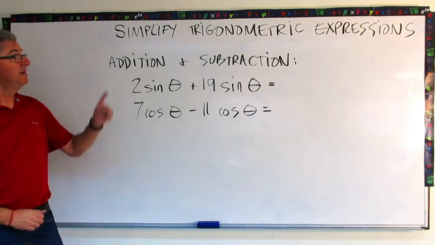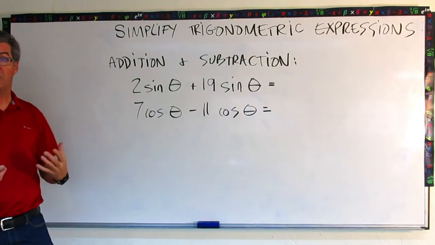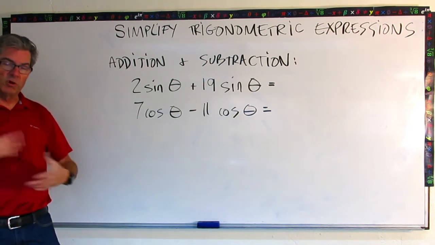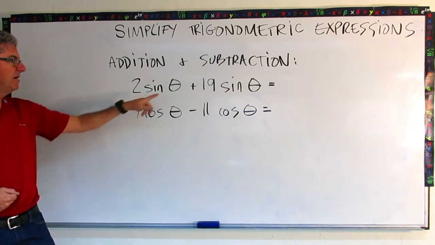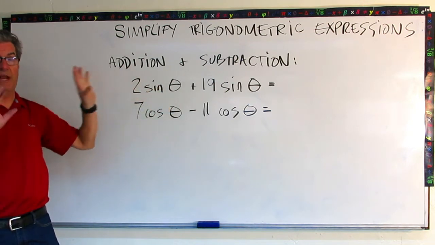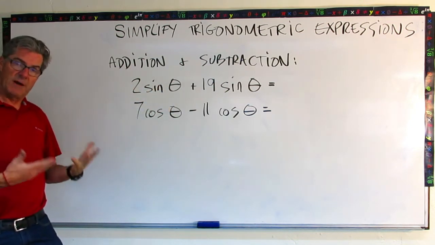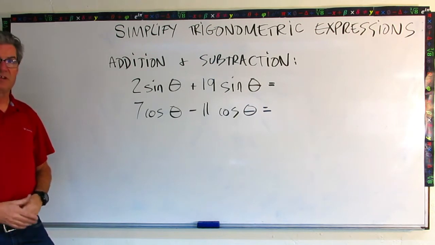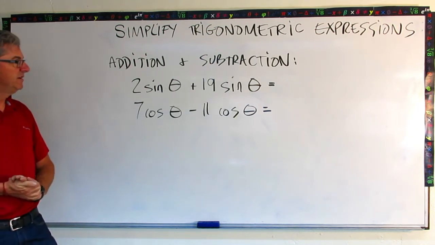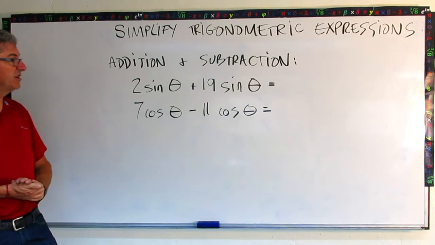Today's topic, simplifying trigonometric expressions. So we're going to work these expressions. We're never going to know what theta is. We're just going to manipulate the expressions. Okay? So the first 2 operations we're going to do are addition and subtraction. And this is super straightforward. So I just got a couple examples for you here.